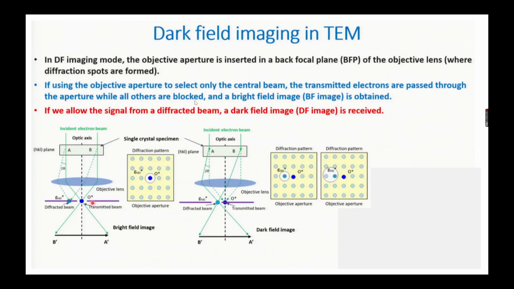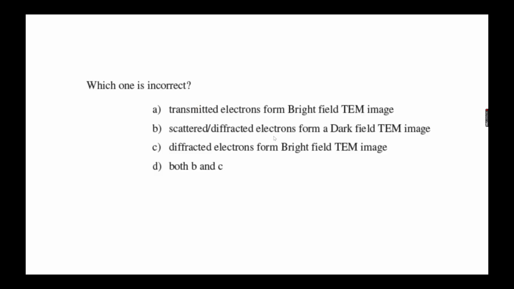It is not asking about the transmitted electrons. It is asking about the diffracted electrons. So don't be confused between the transmitted electron and the diffracted electron. In case of the bright field TEM image, if you use the transmitted electron, it is the correct answer. But in case of diffracted electron for the same bright field TEM image, you can't get the diffracted electron. You won't get the image. So this will be your incorrect answer.